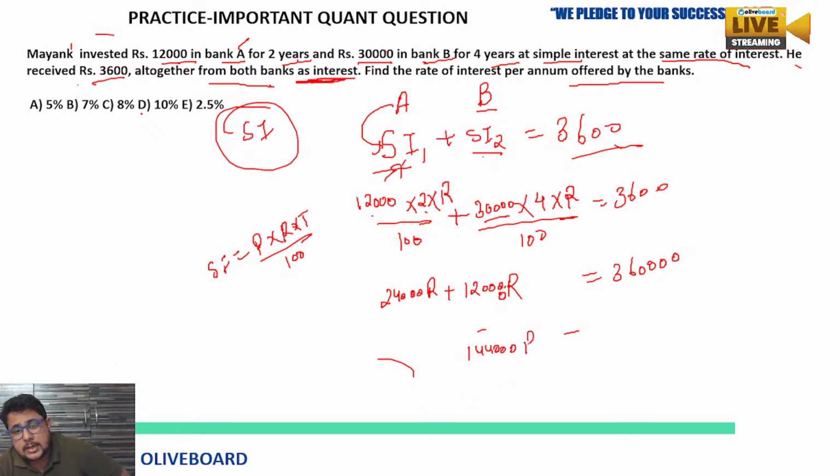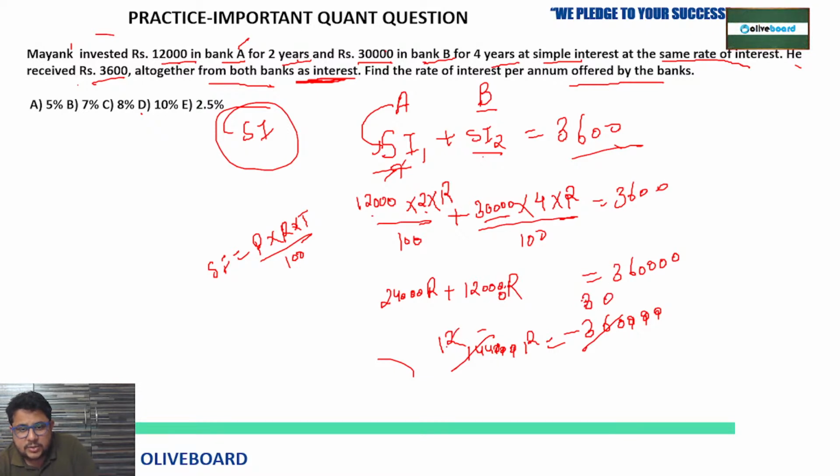1,44,000 R is going to be 36,000. So sorry, 3,60,000. Now, by this you can easily cancel. How many times 000 cancel? These 30 you can also cancel by 12. You can cancel this side. How many times? 12 times. And here also you can cancel this 360 by 12. How many times? 30 times. So 30 by 12. By 12 you can cancel this 30. How many times? 2.5. So interest rate is 2.5%.